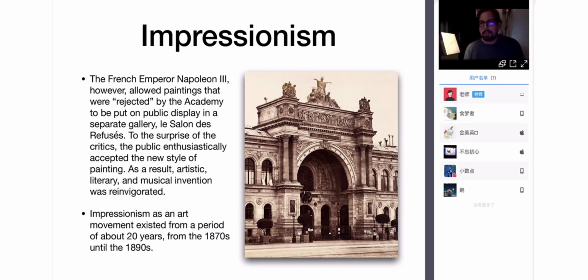As a result of these painters, artistic, literary, and musical invention was reinvigorated. So some new artistic style was put on display. People had something to talk about. It really reflected their time, and this caused a great deal of excitement for other artists, such as writers and musicians.